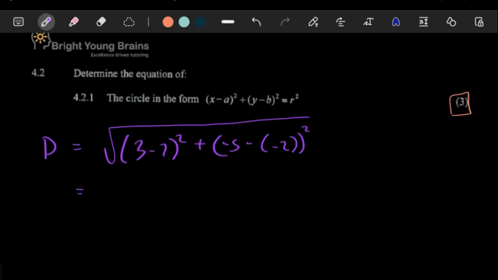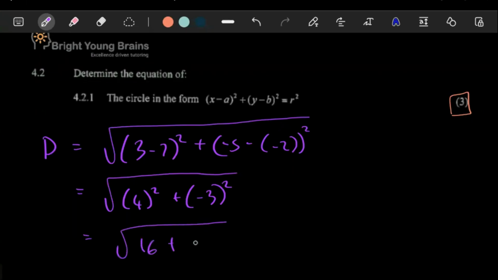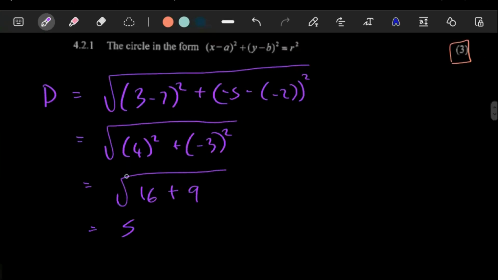And then, what do we have here? We have square root, 3 minus 7, that's like a 4. This is going to be a plus. Negative 5 plus 2, like a negative 3. I'm not using the calculator here, but this is going to be 16 plus 9, which is square root of 25, which is just a 5. That is the radius. Seems very believable.